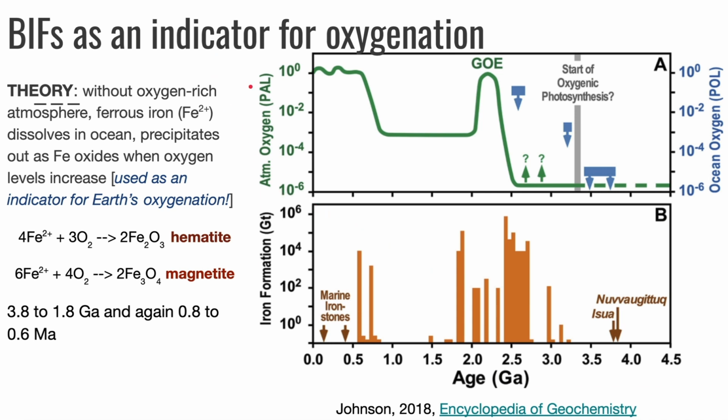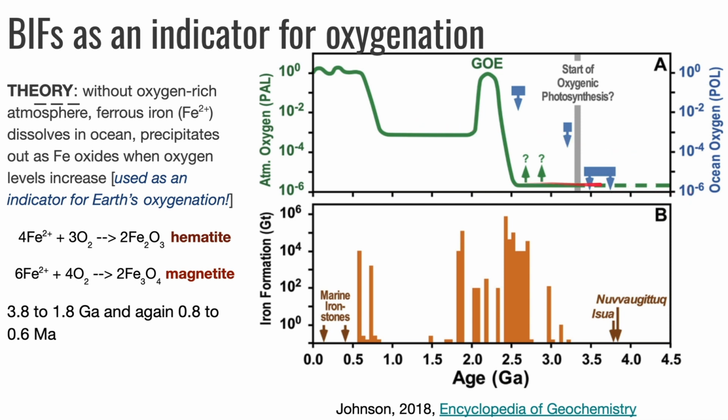So banded iron formations, as I said, can be used as an indicator of oxygenation. Showing you this paper, Johnson 2018, the upper panel here shows what we think we know about the atmospheric oxygen levels, or concentration relative to present atmospheric level, where this is the modern, and we're going back in time this way.